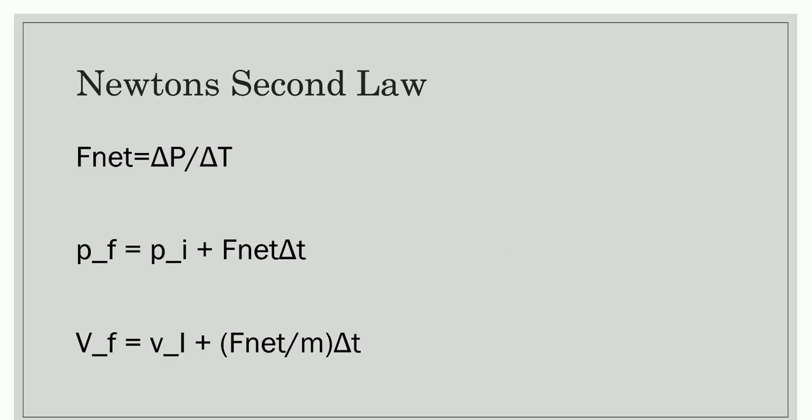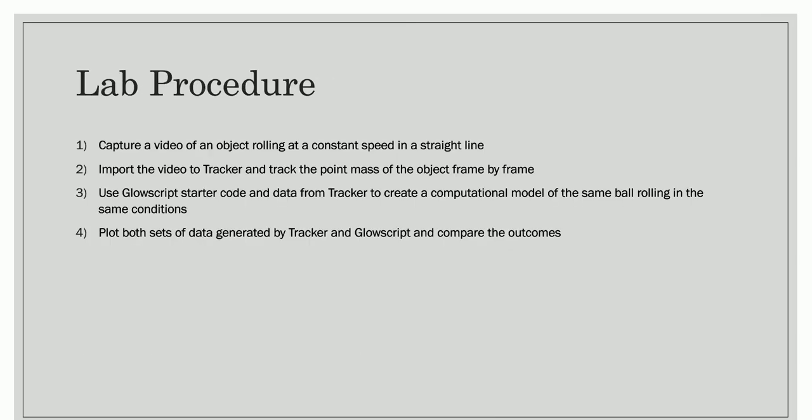Manipulating the position update, we can get the velocity update formula, as shown at the bottom, which is final velocity, v sub f, equals initial velocity, v sub i, plus F net divided by m, the mass of the object, times delta t, or the change in time.